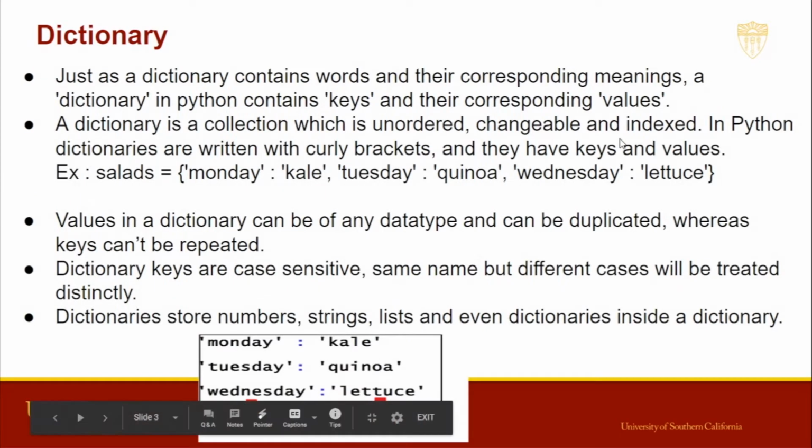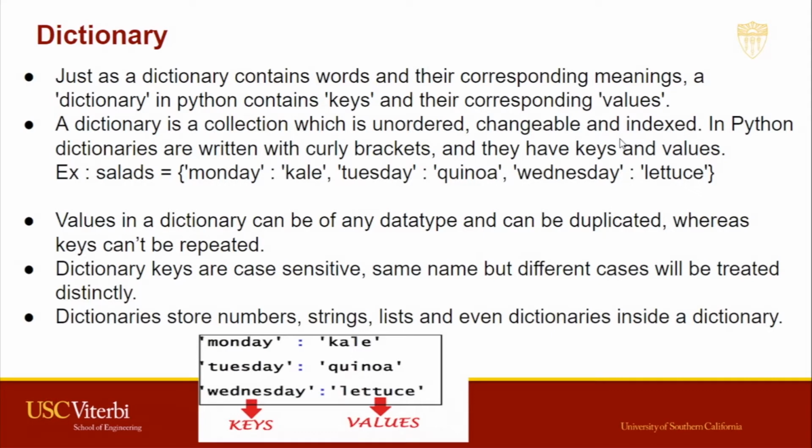Now, just as the literal meaning of dictionary is that it contains words and their meanings, so a dictionary in Python contains the keys and their corresponding values. So it is a collection which is unordered, that is, there is no particular sequence. It is changeable and is indexed. So in Python, dictionaries are written with curly braces and they have keys and values.